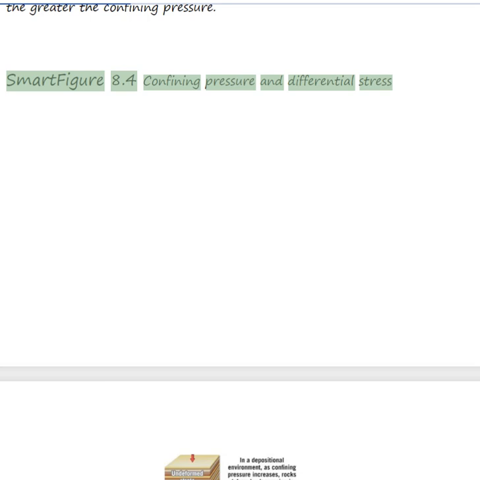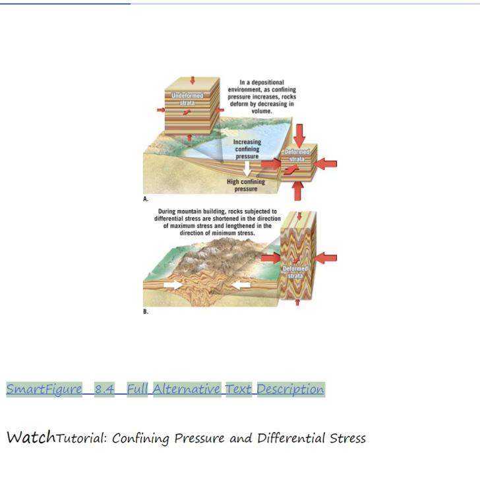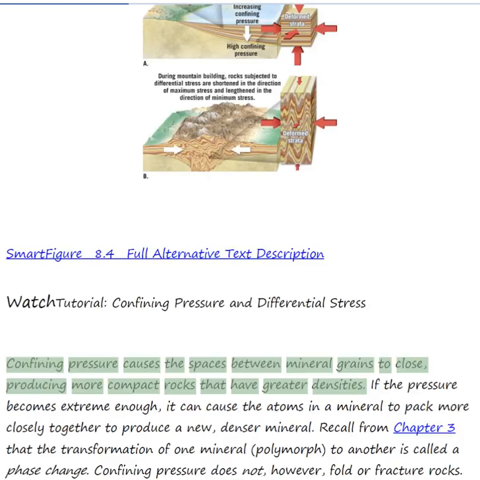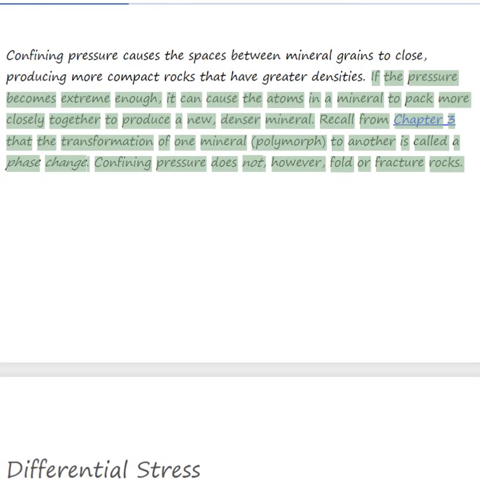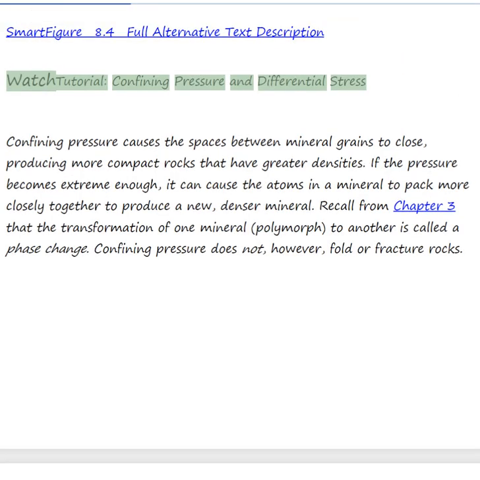Smart Figure 8.4: Confining pressure and differential stress. Confining pressure causes the spaces between mineral grains to close, producing more compact rocks that have greater densities. If the pressure becomes extreme enough, it can cause the atoms in a mineral to pack more closely together to produce a new, denser mineral. Recall from Chapter 3 that the transformation of one mineral to another is called a phase change. Confining pressure does not, however, fold or fracture rocks. Watch tutorial, Confining pressure and differential stress.